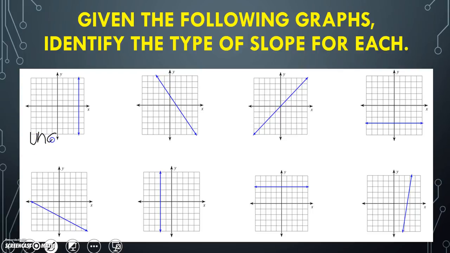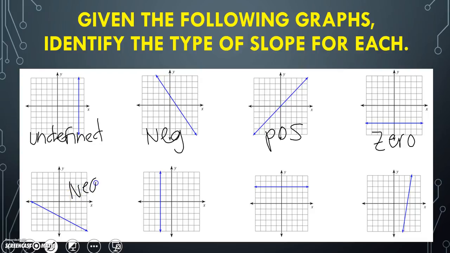The first one would be undefined. Make sure you're correcting these if you got them wrong. The second one would be negative, going across. The third one would be positive. The fourth one would be 0. The fifth one would be negative.